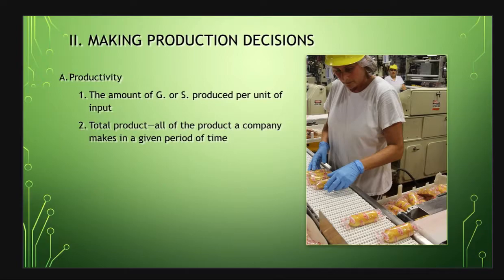So total product is all the product that a company makes in a given period of time. Sometimes this is known as total output. You may want to include that in your notes as well in case you see that, so as not to confuse it. Sometimes total product is also known as total output.